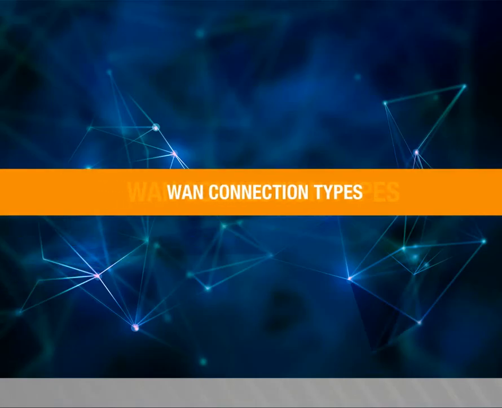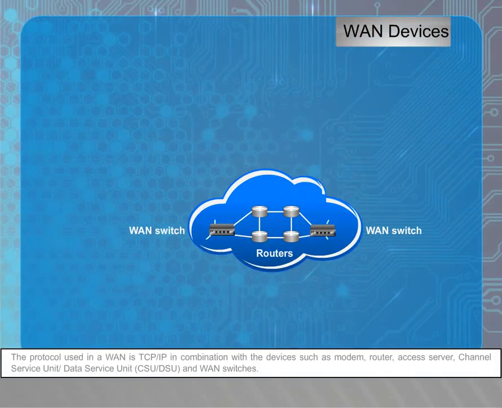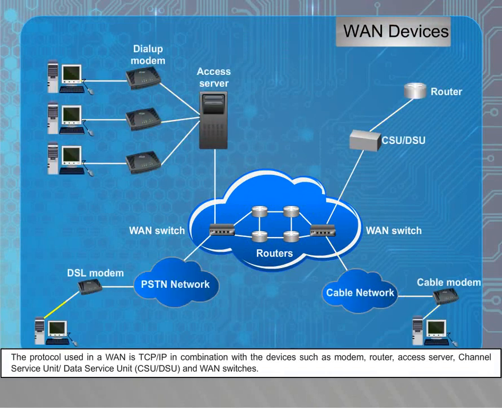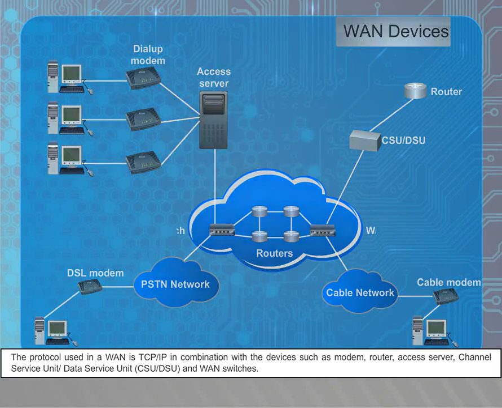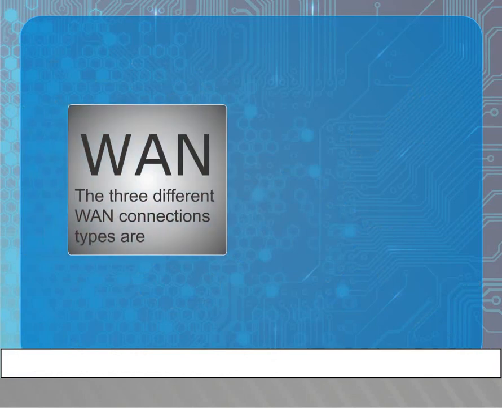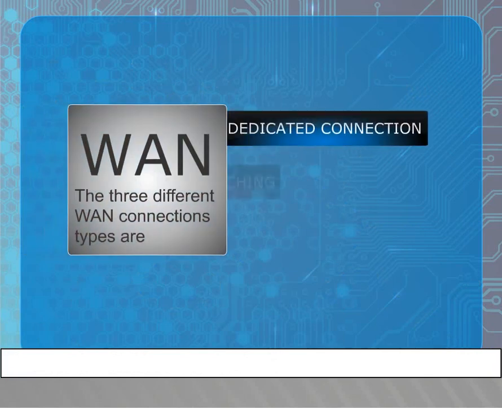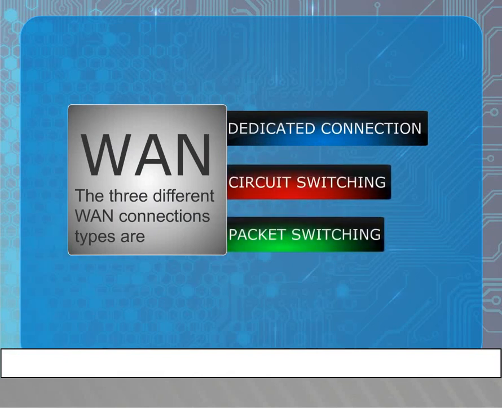WAN connection types. From the animation, we are going to see WAN connection types. The protocol used in a WAN is TCP/IP in combination with devices such as modem, router, access server, channel service unit or data service unit, that is CSU or DSU, and WAN switches. The three different WAN connection types are dedicated connection, circuit switching, packet switching.